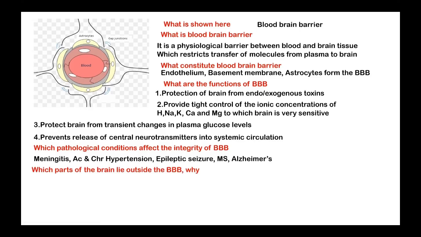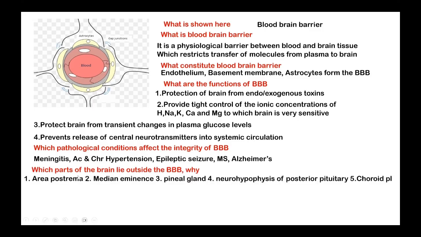Which parts of the brain lie outside the blood-brain barrier, and why is it so? The area postrema, median eminence, pineal gland, neurohypophysis of the posterior pituitary, and choroid plexus. All these five structures are outside the blood-brain barrier.